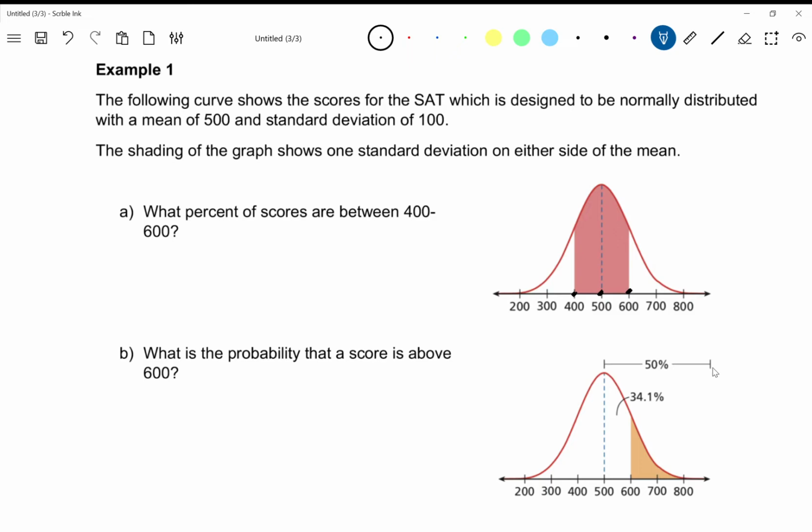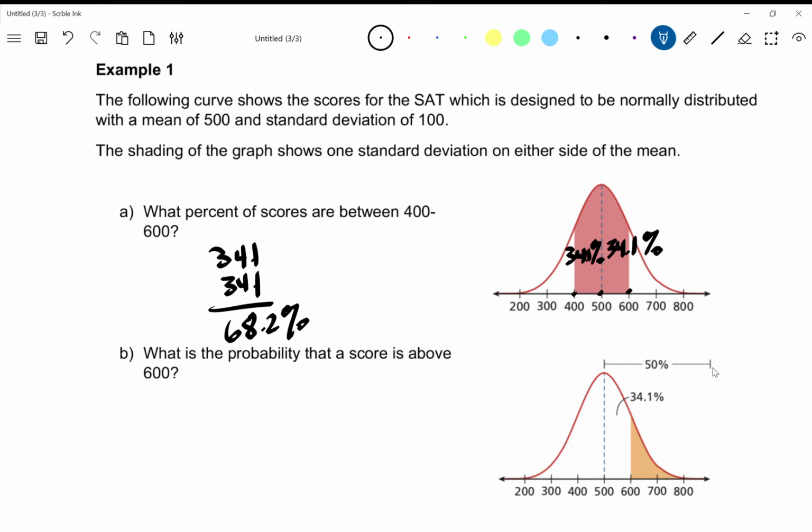Each half of this shaded area is 34.1% of the data. So however you want to write it, it's 34.1%, 34.1% on each side. And if we want to know what percent of the scores are between 400 and 600, we're going to add them up. So we would have 68.2% of the data within one standard deviation on either side. So a majority of all the students will get this score.